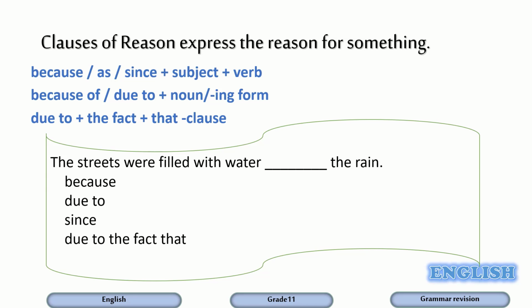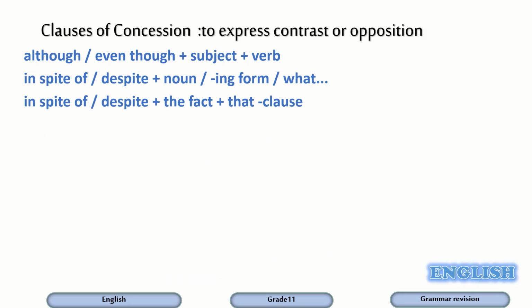It's not, because there is no subject plus verb. What do we have here? The rain. The rain is a noun, so we can say because of or due to. And here we don't have because of, so we are going to use due to.